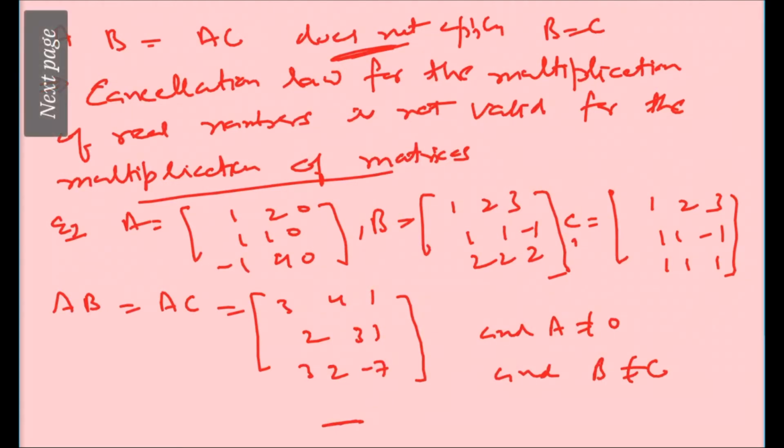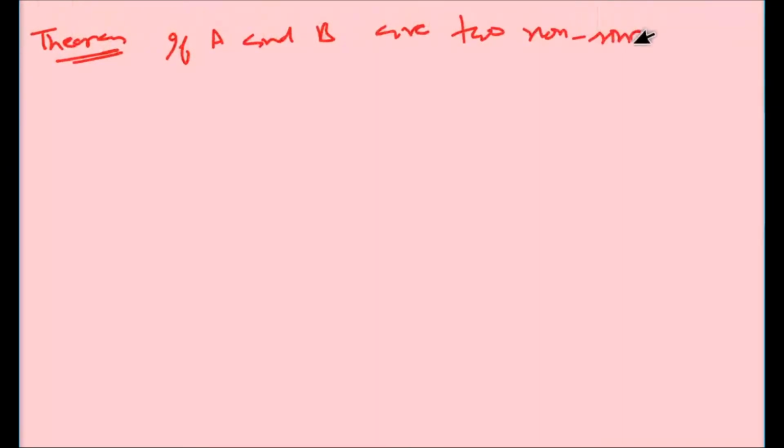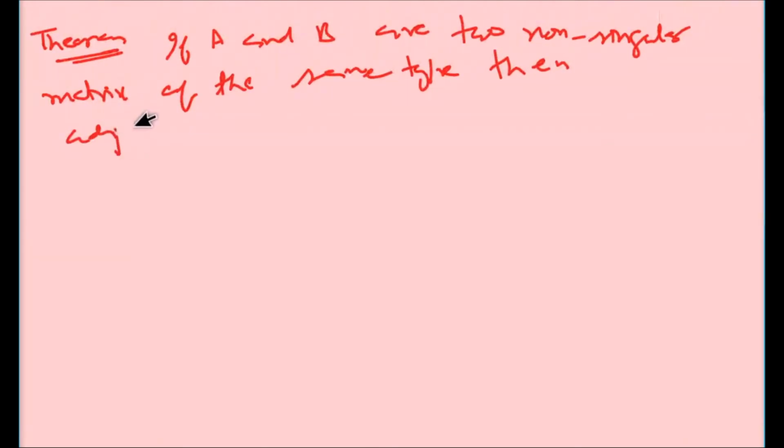That is a very important theorem: if A and B are two non-singular matrices of the same type, then adjoint of AB equals the product of adjoint B and adjoint A. This law you have to learn well.